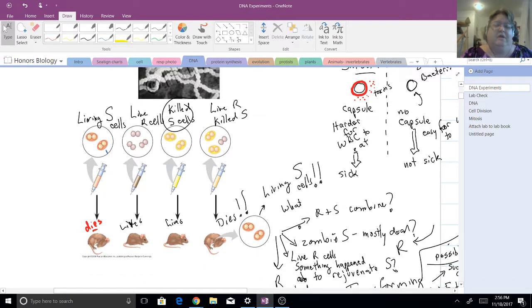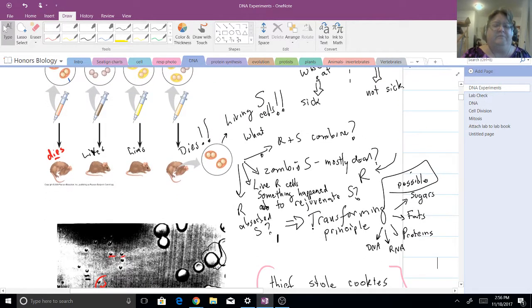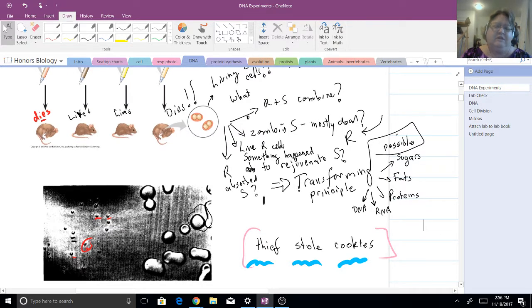Now, it had to deal with whether or not it was a smooth form of the bacteria or the rough. And if you recall, Fred Griffith and his researchers came up with this idea that there was something that could transform the living R. Now, where we left off is that they were coming up with possibilities.